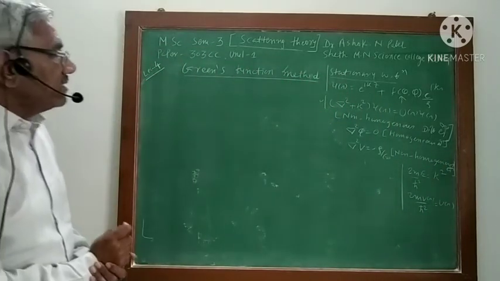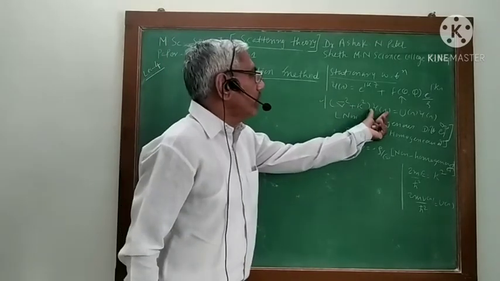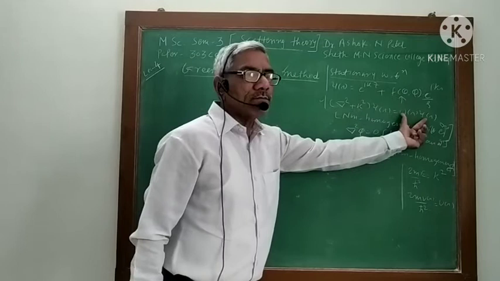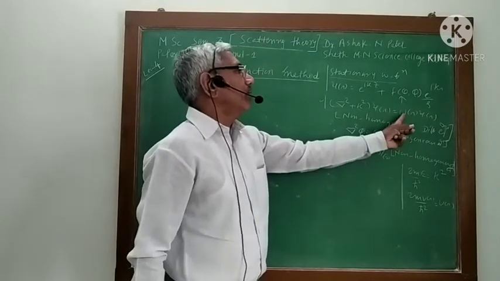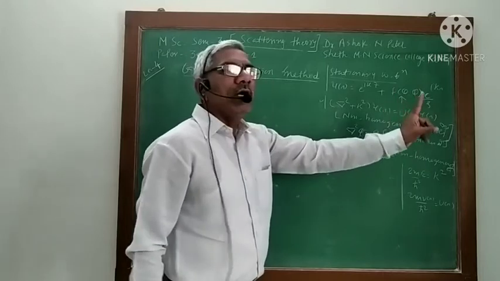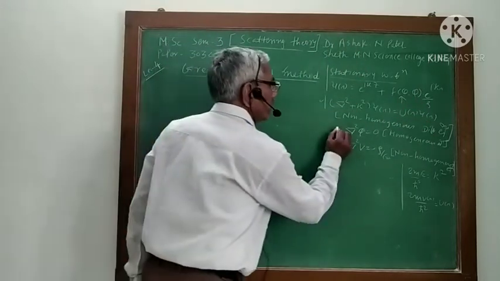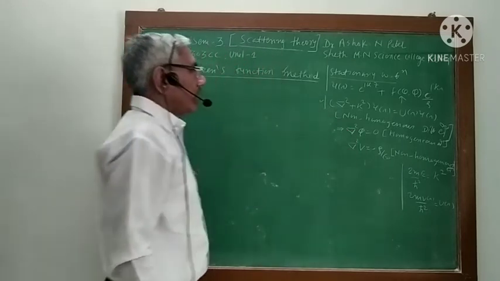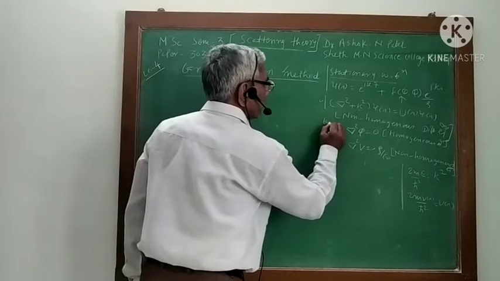In that sense, this operator acting on this is not 0. Something is there like this. So it is non-homogeneous. That's why I call it a non-homogeneous differential equation. You know, this is your Laplace equation.